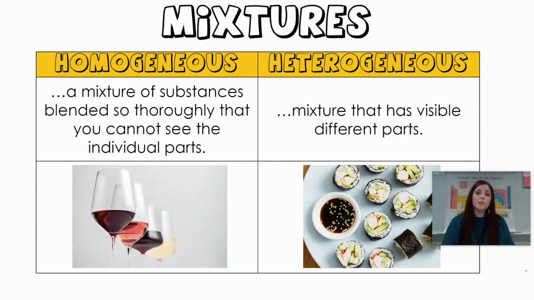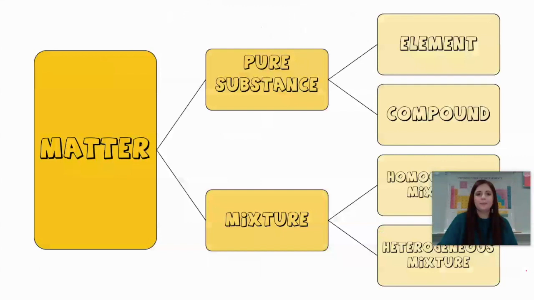So mixtures on their own are made up of multiple different substances. Homogeneous, though, looks like one thing, whereas heterogeneous does not look like one thing. We could see the different parts to it.